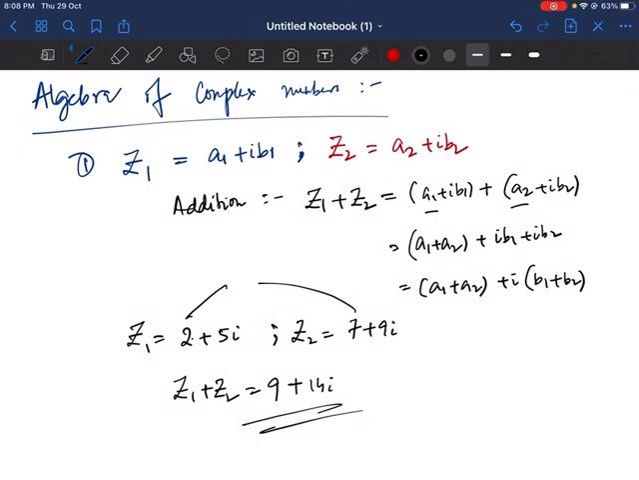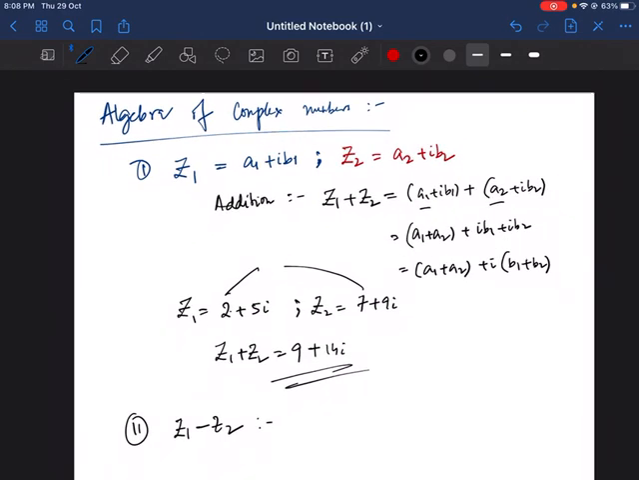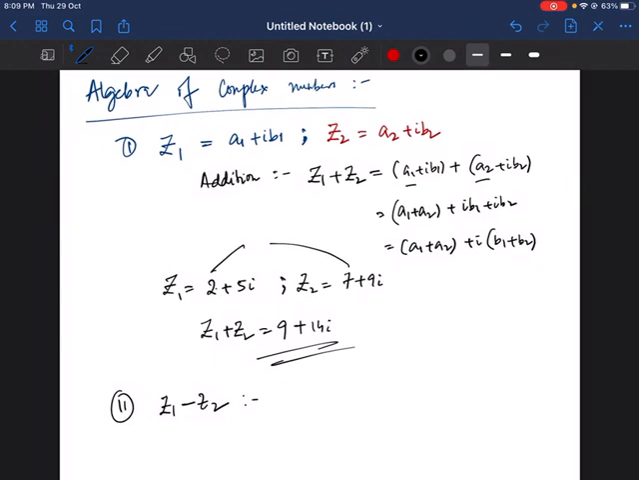Now what is the subtraction of two complex numbers? It's as simple as that. Subtraction will be z1 minus z2. Look carefully: addition gave us the sum of the corresponding parts, the sum of the real parts plus i times the sum of the imaginary parts. So subtraction will be the difference of the real parts plus i times the difference of the imaginary parts.